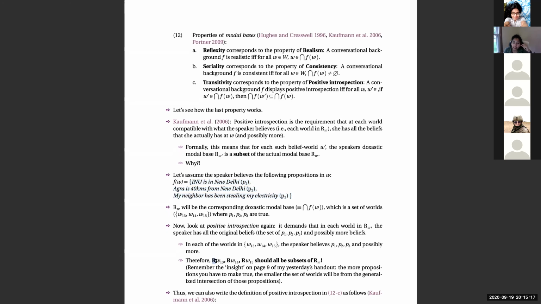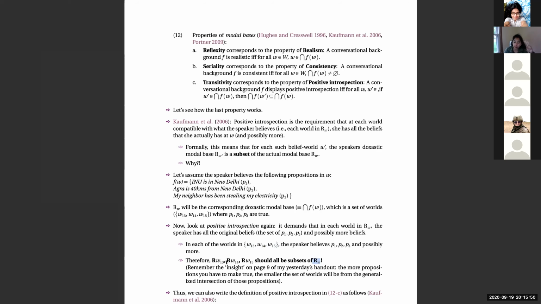Therefore, now the accessibility relations from those worlds. So remember, we first went from our world, the world of evaluation, to a bunch of worlds where the doxastic requirement is satisfied. Then we are looking at those worlds, and now we are looking at the doxastic accessibility relation from each of those worlds. So think about it this way. Each of those sets of worlds, that is RW13, RW14, RW15, all have to be subsets of the original modal base.